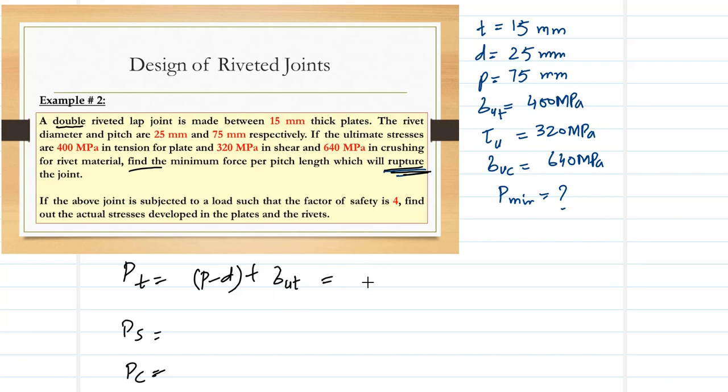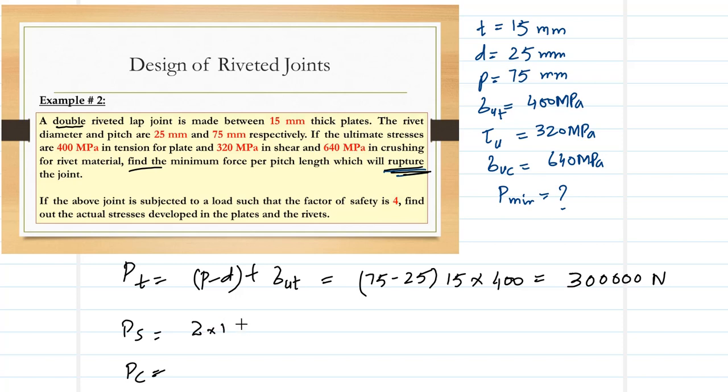So that is (75 minus 25) times 15 times 400. The value comes out to be, let me use a calculator for that. So it is 50 into 15 into 400. So the answer is 300,000 newton, or you can say it's 300 kilonewton or 3 lakh newton. Clear?